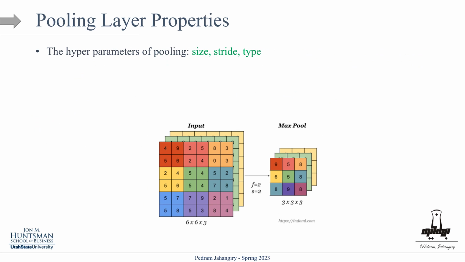So what are the properties of the pooling layer? There are some hyperparameters. The hyperparameters of a pooling layer are just like those of the filter. We have size, stride, and type.